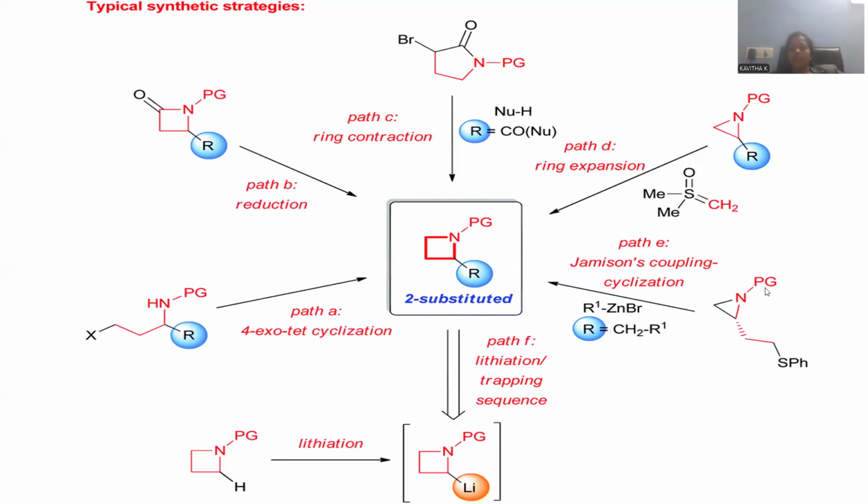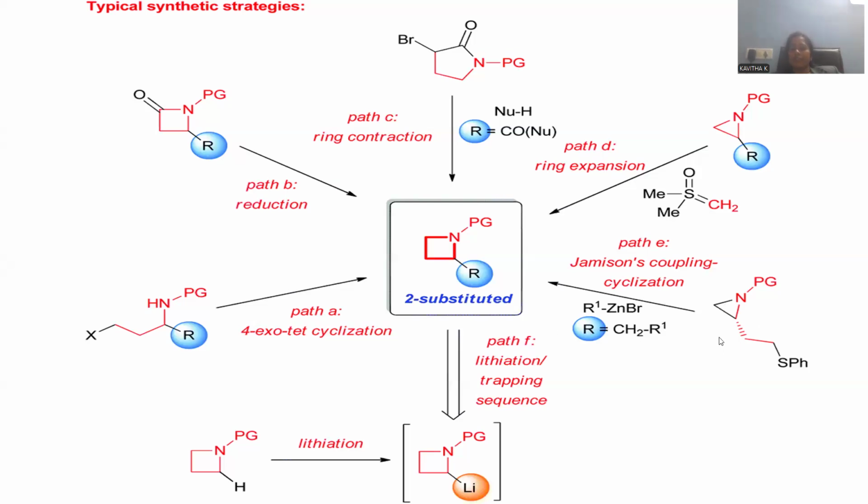Let me go with again a three-membered ring system with the nitrogen heteroatom. Jamison's coupling cyclization gets carried over. Whenever Jamison's coupling reaction is carried out upon this molecule, the alkyl group is present upon this, and that will go for the ring enlargement reaction.